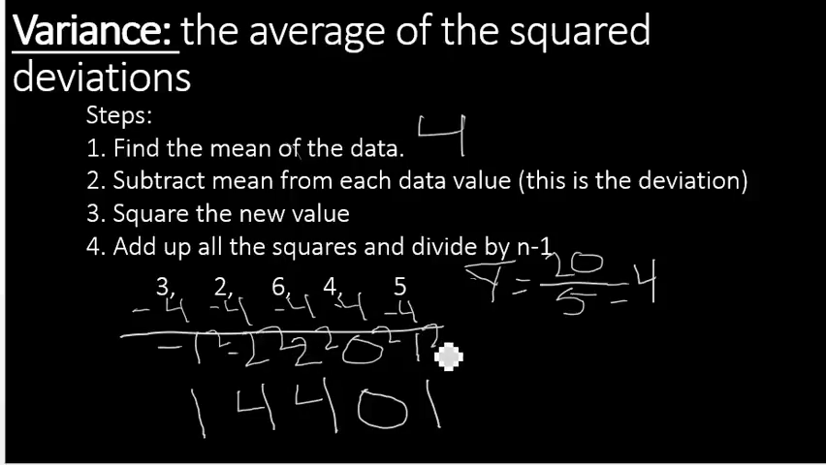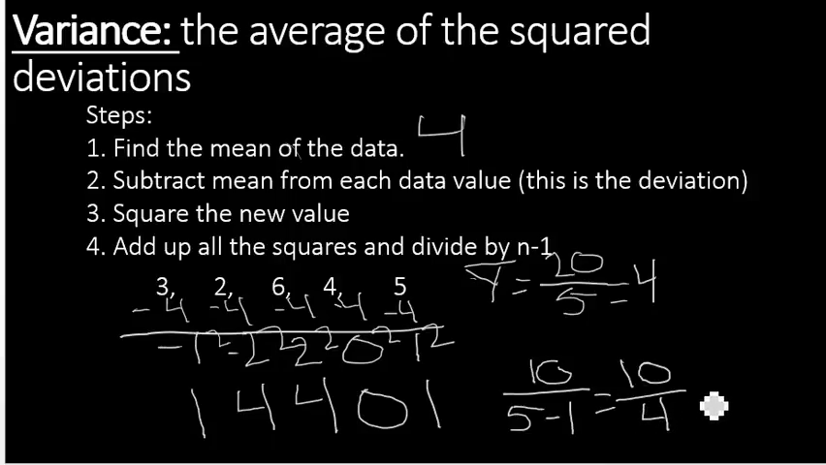Now, step 4 says you want to add up all those squares and divide by n minus 1. So we need to add all of these up. 1 plus 4 is 5. 5 plus 4 is 9. 9 plus 1 is 10. So we have 10 on top. And on the bottom, n was 5. So you want 5 minus 1. So that's 10 divided by 4.